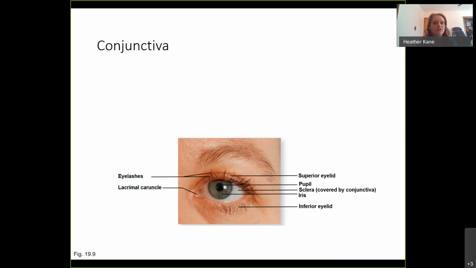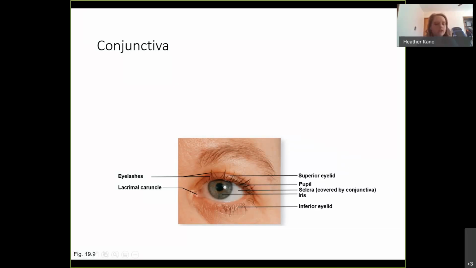So today we are talking about chapter 19. Chapter 19 is the chapter about the different senses. We briefly touched on the eye, and now we're going to talk more about some external surfaces of the eye.